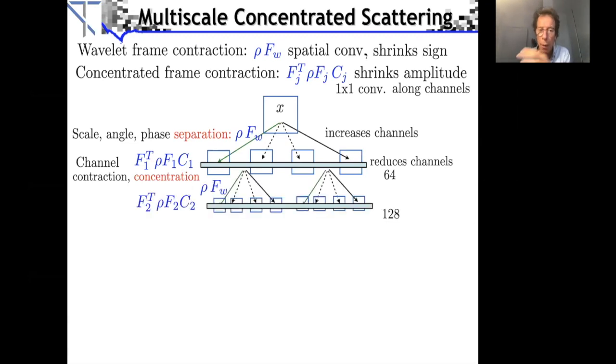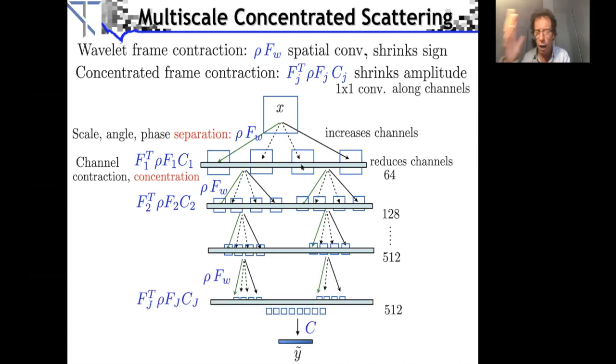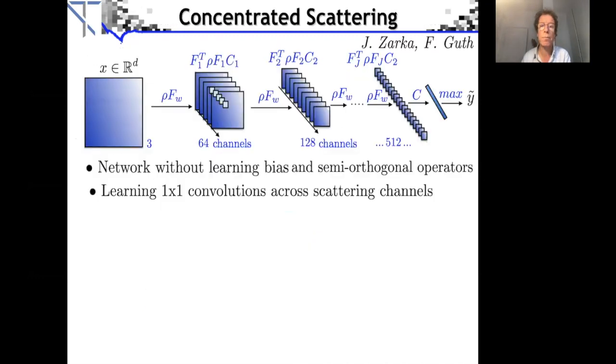And then you separate again with the same wavelet operator, which separates scales, orientation, and phase, and you concentrate again along the channel. The number of channels increases to 512, and it stays 512 as in a standard network. At the end, you get your representation and you apply a linear classifier. So that's the idea. Basically, it's like in a scattering, but now you concentrate along the channel. So that's again the work of John and Florentin.